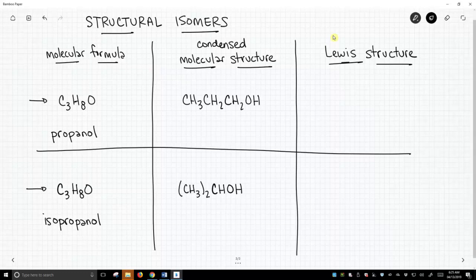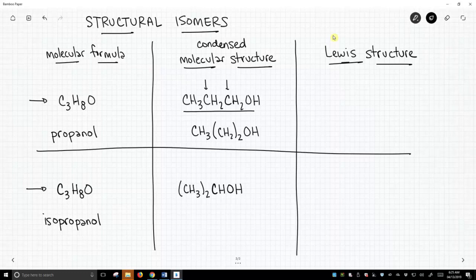Now, this top condensed molecular formula can actually be even more condensed. So, since we have repeating CH2 units, sometimes people will say, let's smash those together, and with parentheses, say that there are two CH2 groups, and then we get to the end of the molecule with an OH. The bottom condensed molecular structure is condensed about as far as we can. So let's read these condensed molecular structures and show them as Lewis structures.